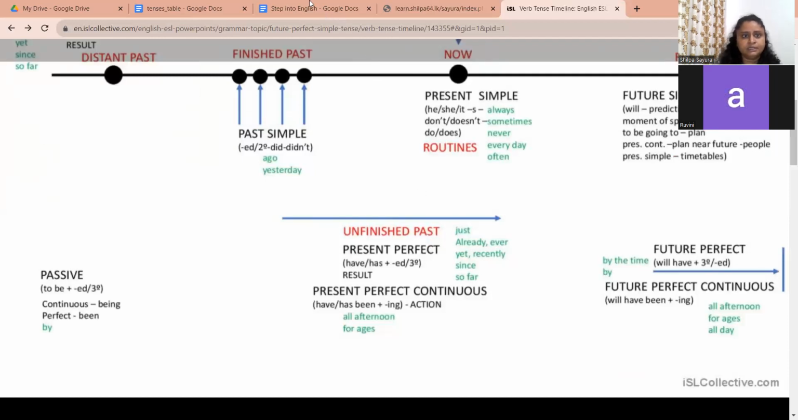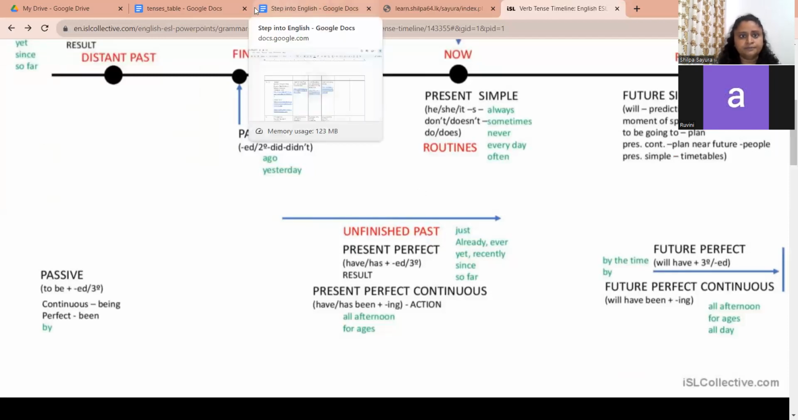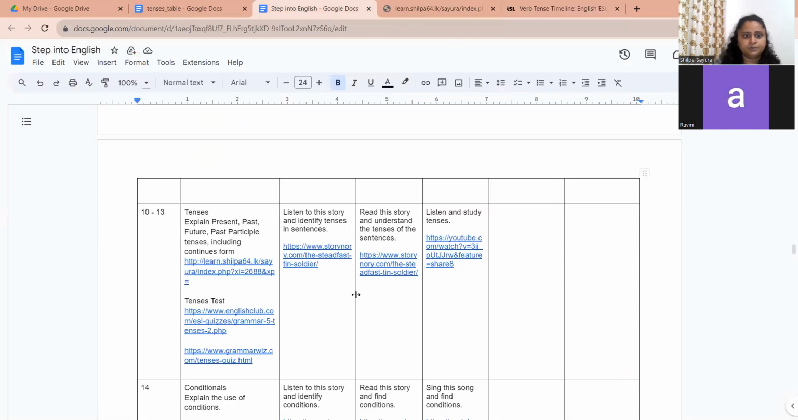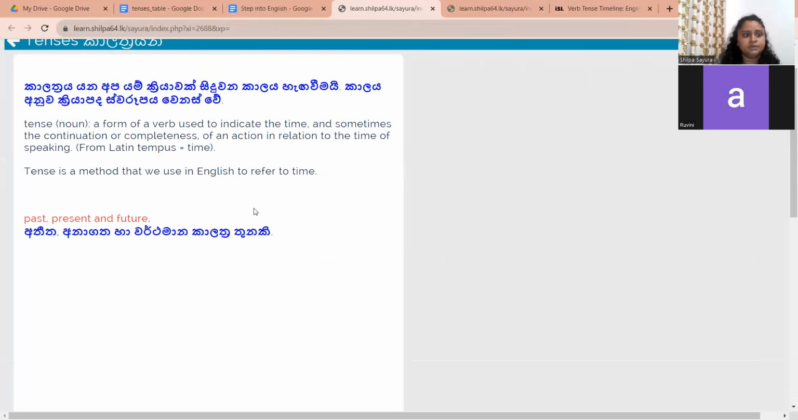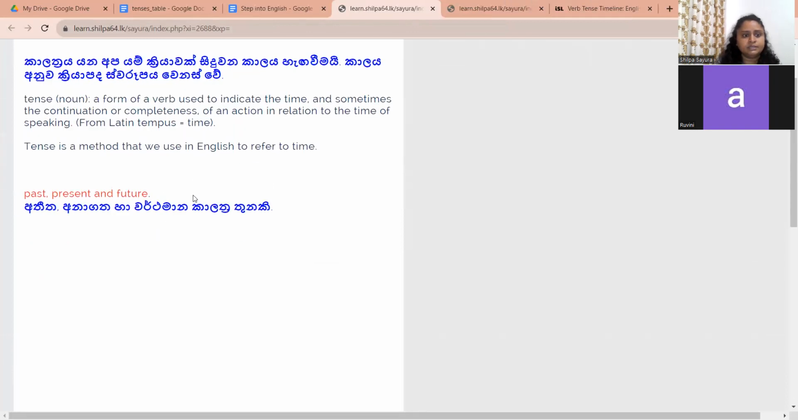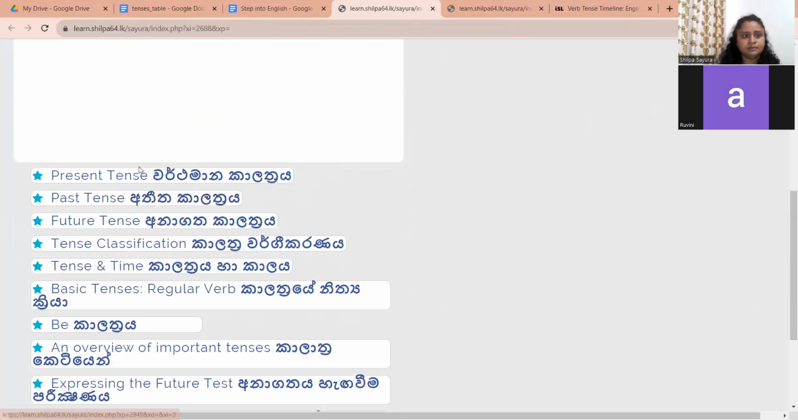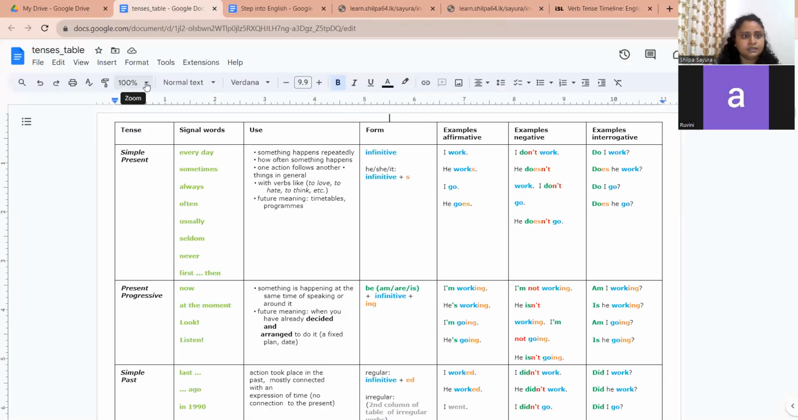And anyways, I'll be sharing. So let's get into the Shilpa Sayur Step into English program links. So there, once again, you can see the main tenses. And yes, so let me take this.